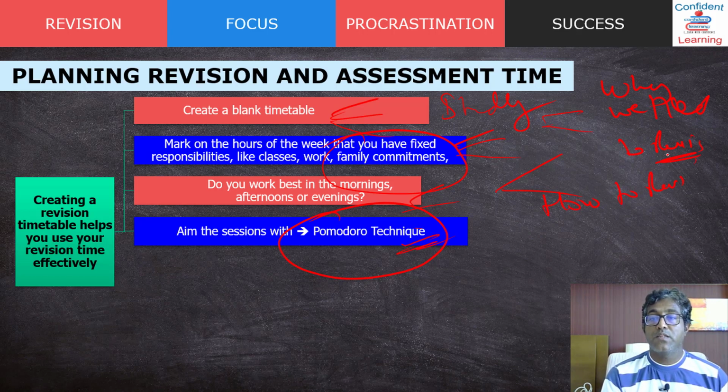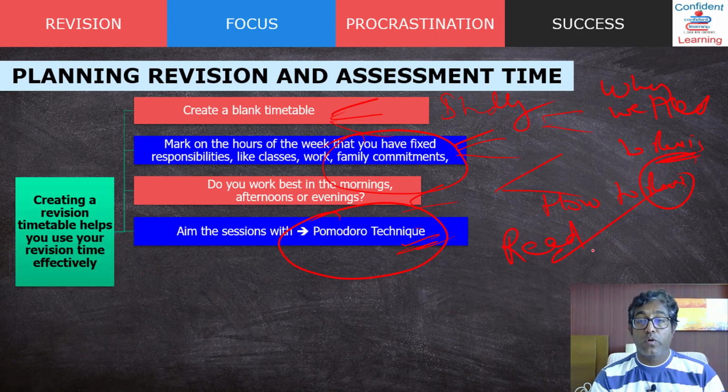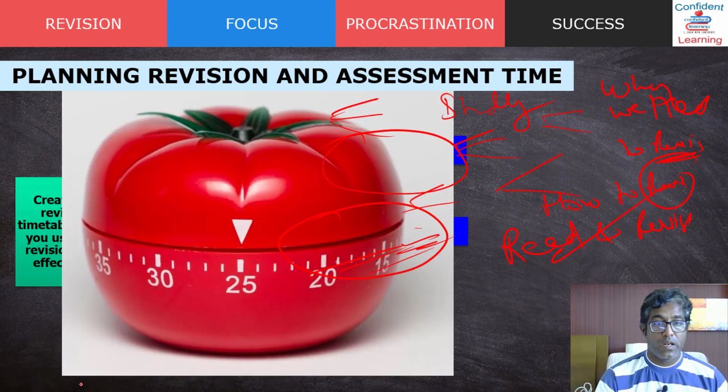Here, how to revise, I can divide into two parts: how to read and how to revise, because this Pomodoro technique will apply for everything, whatever you're doing. Even in daily life, you can utilize this Pomodoro technique for effective output. So it is not only related to revision, it goes with reading also. And what this technique is, I will tell you in detail here.